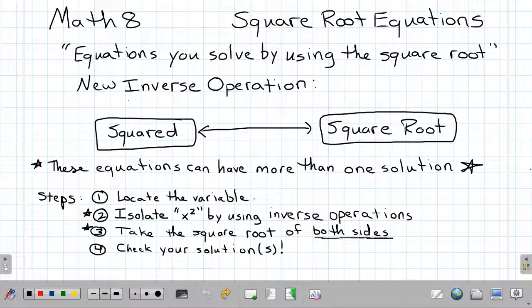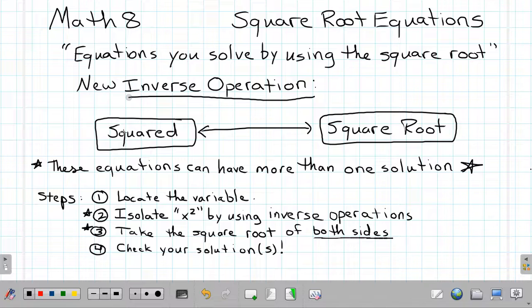So when we talk about inverse operations, those are the things we talked about before with equations. The inverse operation of addition is subtraction. Same thing vice versa, meaning the inverse operation of subtraction is addition. And then you also have multiplication, where the inverse operation is division, and division, where the inverse operation is multiplication. So we're adding a new one to this.